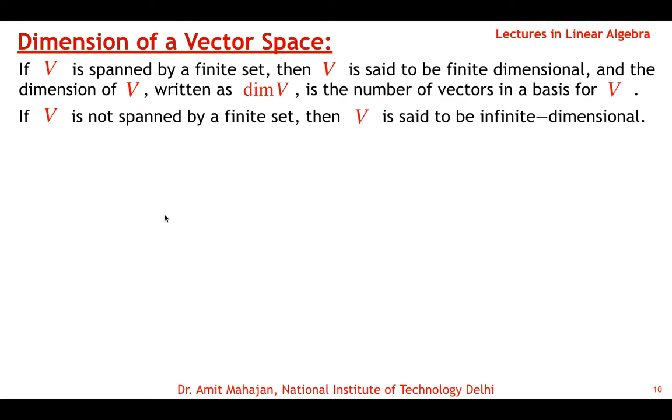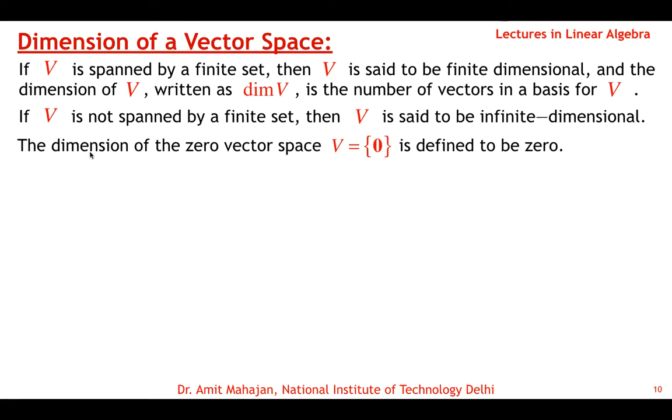So when we deal with Rn spaces, say R2, R3, R4, we know that for R3 the number of elements in the basis is 3. So it is finite dimensional. Similarly in R7 the basis will contain 7 vectors, so it is finite dimensional. The dimension of a zero vector space: if V is a vector space containing only one vector, which is the zero vector, we define its dimension to be 0.